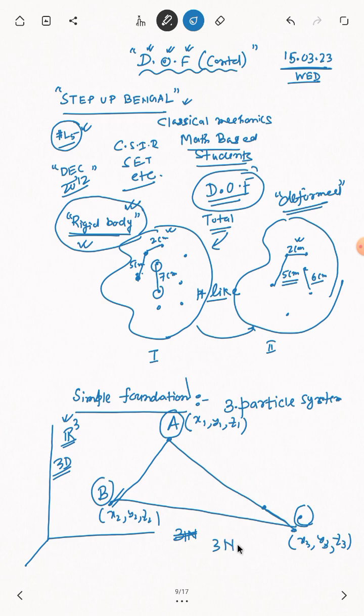3n formula, where n denotes the number of particles. Here three particles are there, so 3 into 3 equal to 9 free. For free movement, 9 DOF should be there. That means for a three particle system, DOF হওয়া উচিত ছিল 9। কেন?